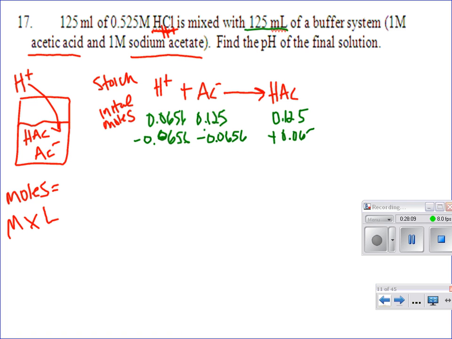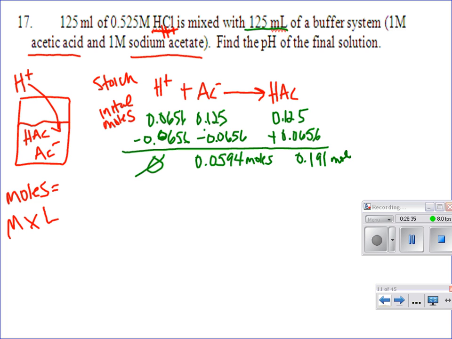And here we gain the 0.0656. These are moles. Look, the invader's gone. The invader did not win. Our people won. Yay! The invader lost. So what do we have here after the AC minus? When we subtract, we get 0.0594. And remember, this is moles. And then here with AC minus, we have 0.191 moles. Yay, the war's over. That's awesome.